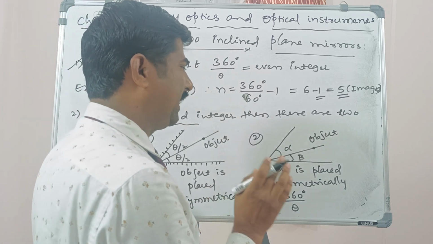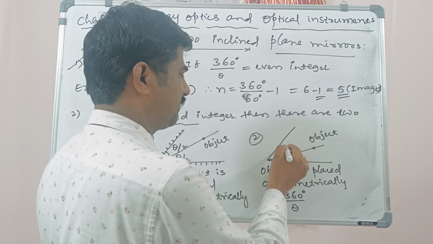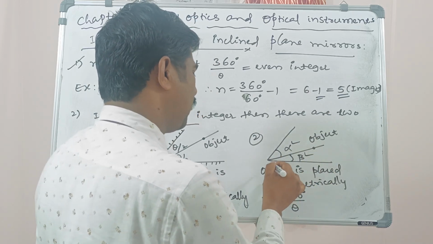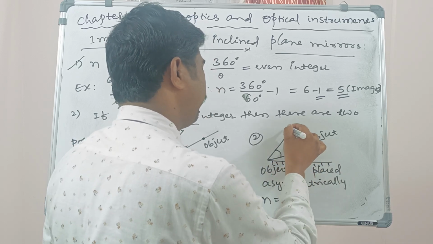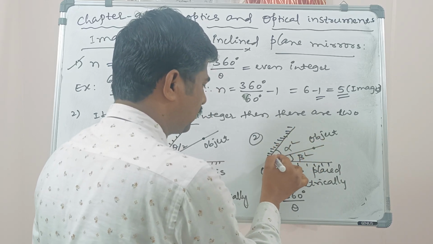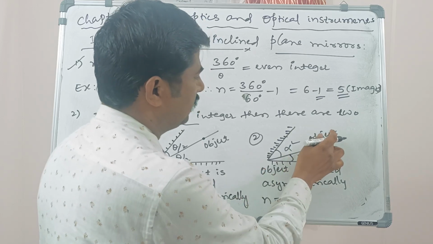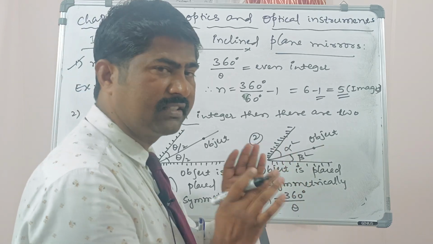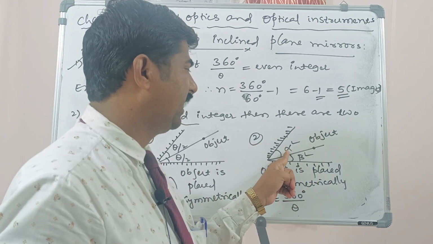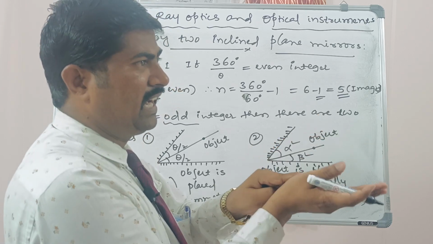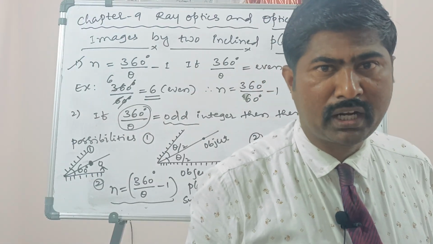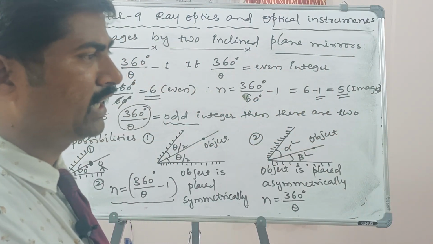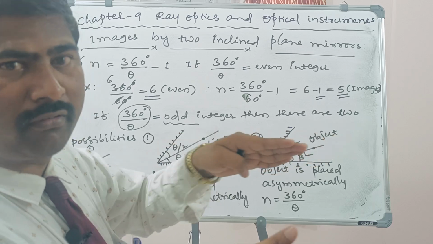And if it is not placed midway, say, for example, with respect to the first mirror the angle is alpha, and with respect to the second mirror the angle is beta. Of course, the inner side has the reflecting surface and the outer side is an opaque surface. In this case the object is placed asymmetrically, because alpha and beta differ. For example, one is 30 degrees and another is 70 degrees. That means you are coming near to mirror 2, but it is a little far away from mirror 1. If you are standing exactly in between the mirrors, that is the symmetrical case.